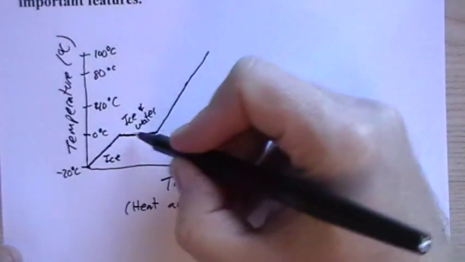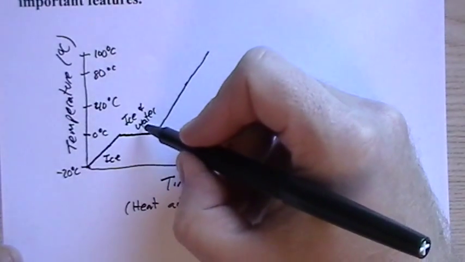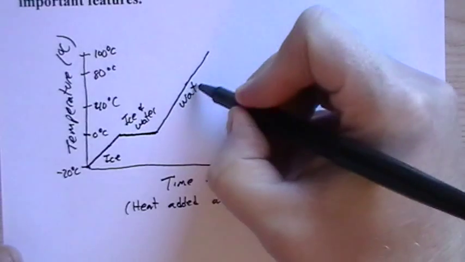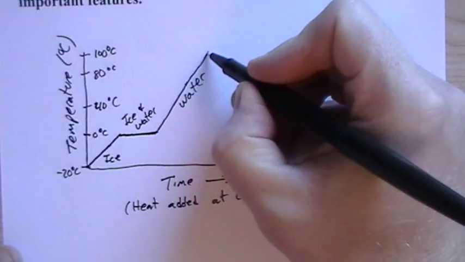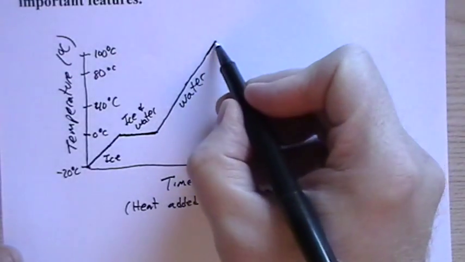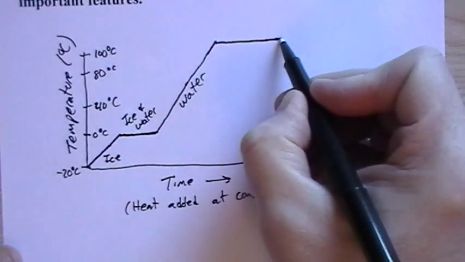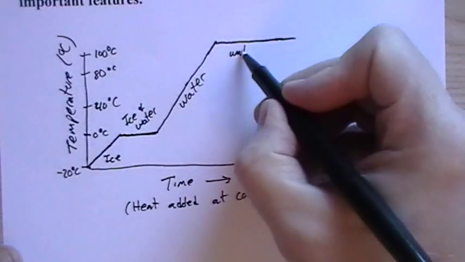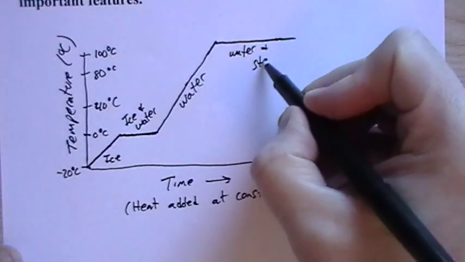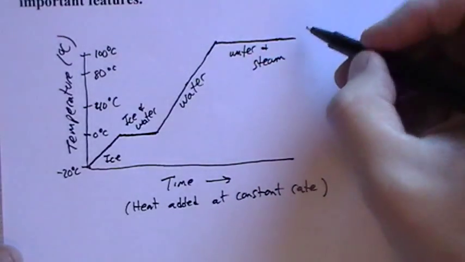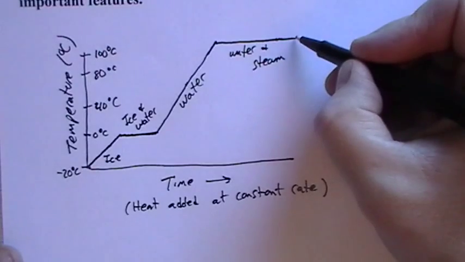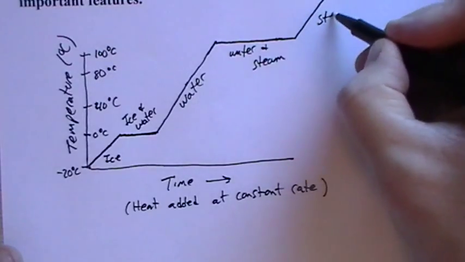Then once all of the ice has melted, and then we just have water, and the water just increases in temperature linearly. And then we reach 100 degrees Celsius, and we hit the water and steam portion. And then after all of the water has been turned into steam, then the steam starts to increase in temperature.